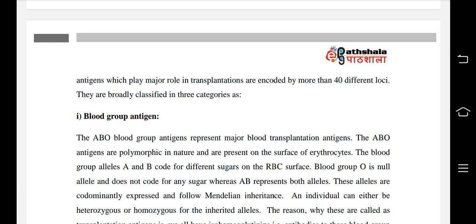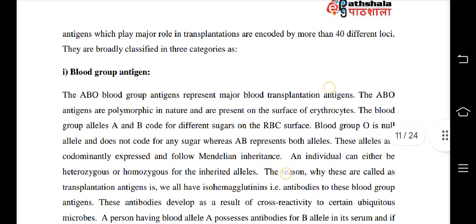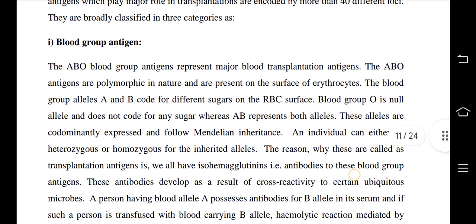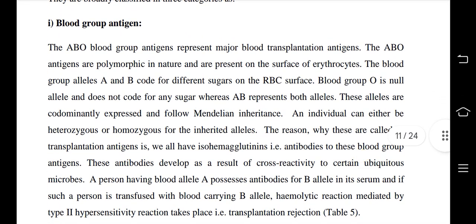The ABO blood group antigens represent major blood transplantation antigens. The ABO antigens are polymorphic in nature and are present on the surface of erythrocytes. The blood group alleles A and B code for different sugars on the RBC surface. Blood group O is a null allele and does not code for any sugar, whereas AB represents both alleles. These alleles are codominantly expressed and follow Mendelian inheritance.